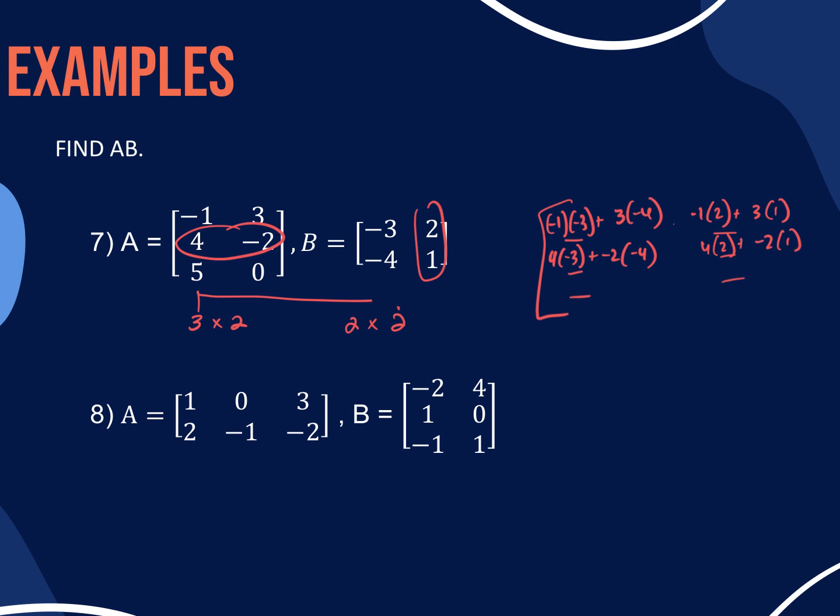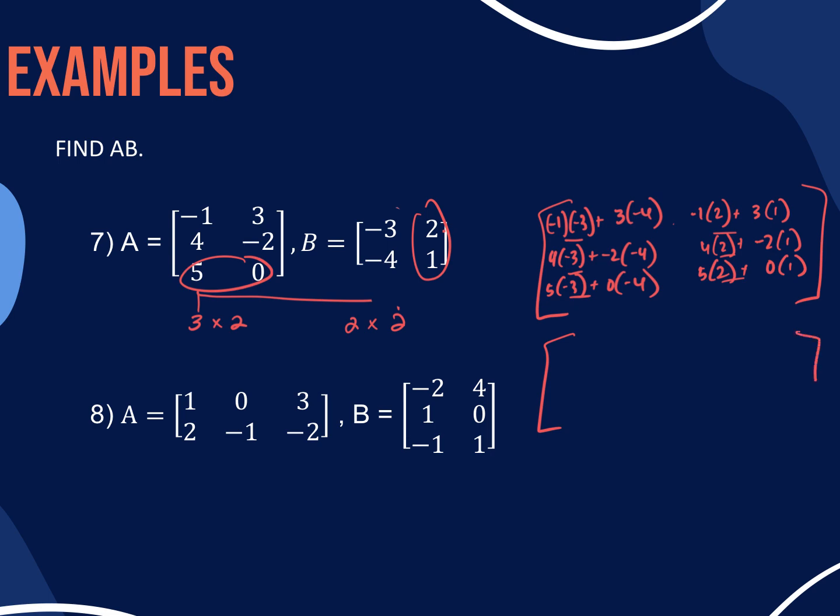Okay? I'll worry about the math later, right? And then the last one is going to be the last row times the first column. So it'll be 5 times -3 plus 0 times -4. And then when I multiply by the second column, it's going to be 5 times 2 plus 0 times 1. And now I'm able to do the math so I can get the final answer, right?